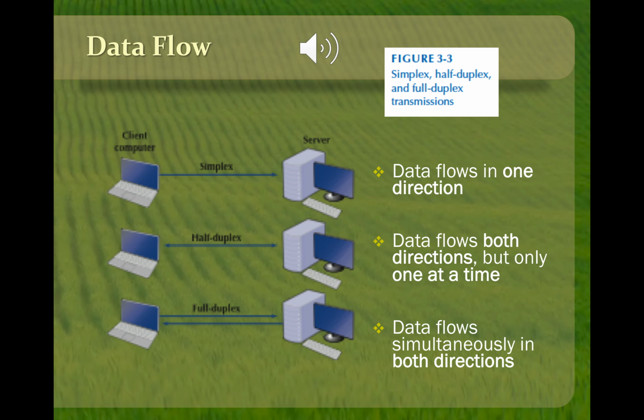A half duplex data flow allows data to flow in two directions, but only one at a time. So in other words, you can't transmit and receive at the same time. In a half duplex situation, you can transmit or you can receive, depending on whether you're on the server side or the client side. A full duplex, which is most common today, allows simultaneous data flows in both directions, meaning that there's a connection wire for both a transmit and a receive, so they're allowed to exist at the same time.